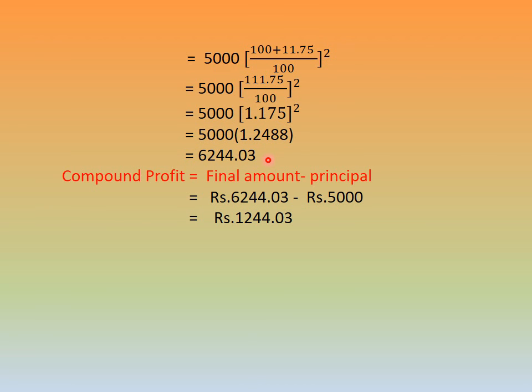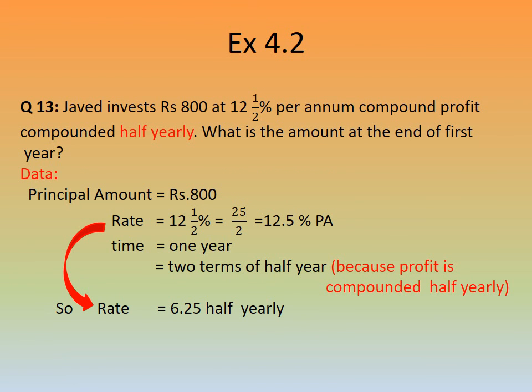But what is the question? Calculate compound profit. Now we will use the formula for finding compound profit. That would be final amount minus principal amount. Our final amount is 6,244.03 and our principal amount was 5,000. After solving it, we will get the profit, and that profit is compound profit. This is the compound profit of 2 years, which is 1244.03.